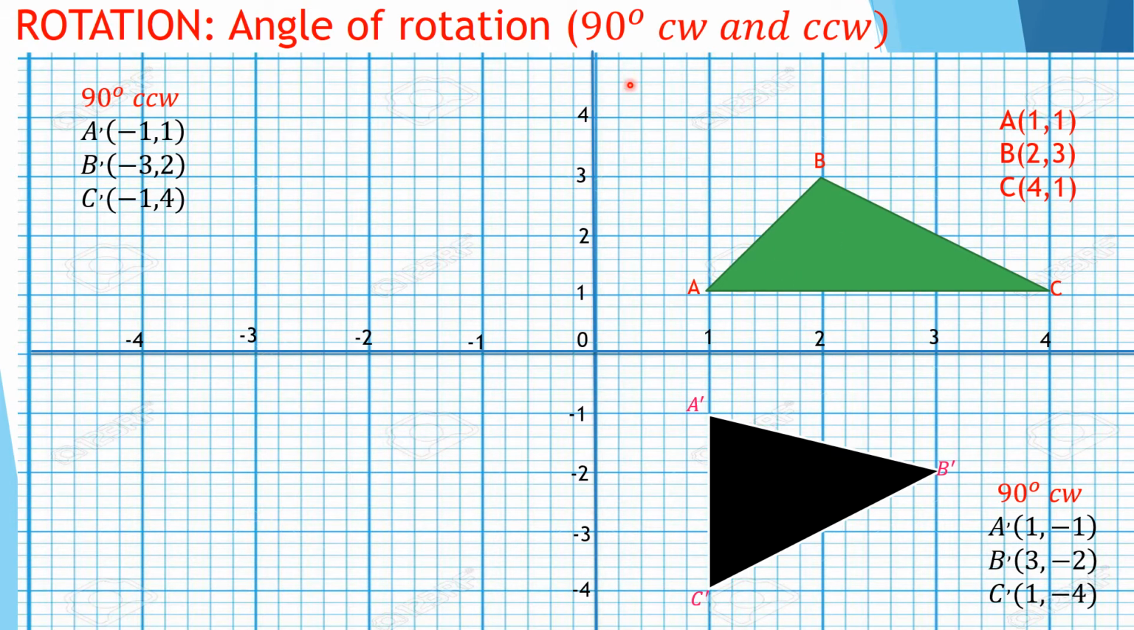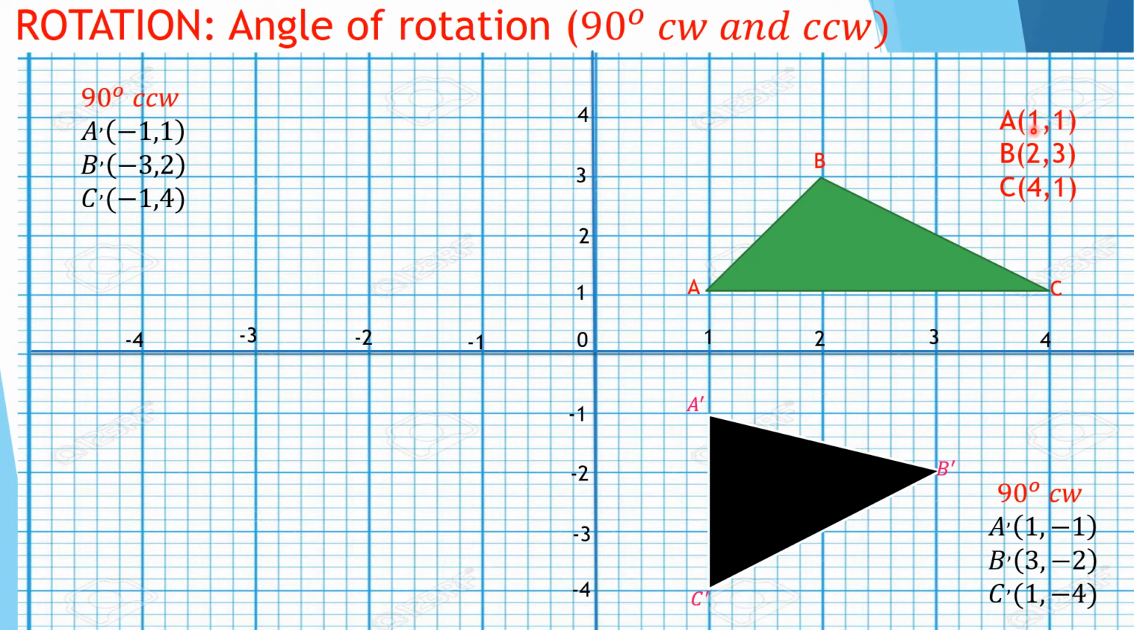Rotation of 90 degrees clockwise. What you do here is you turn this one quadrant turn. If you do that, you will now see that your C will now be here. This is my C prime, and then you have your A prime here, and then you have your B prime here.